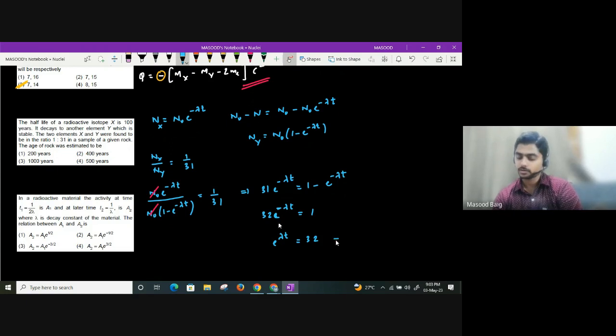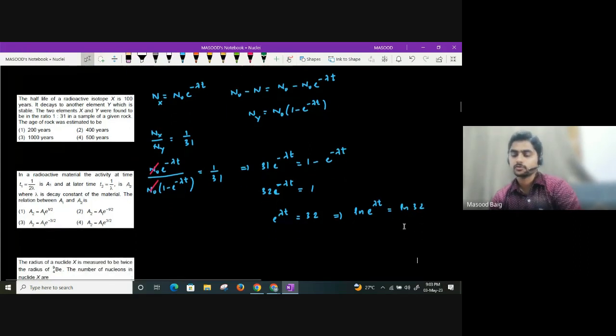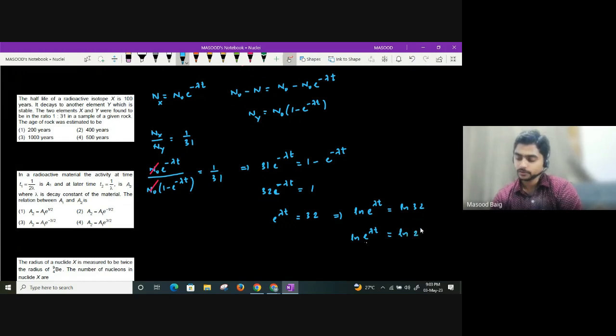If I apply logarithm on both sides, what will I get? ln e^(λt) will be equal to ln 32. 32 is nothing but 2 power 4, or not, guys? Sorry, 2 power 5, or not? So ln e^(λt) will be ln 2^5, which I can write as λt ln e should be equal to 5 ln 2.